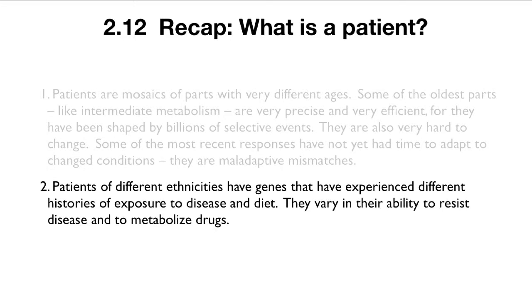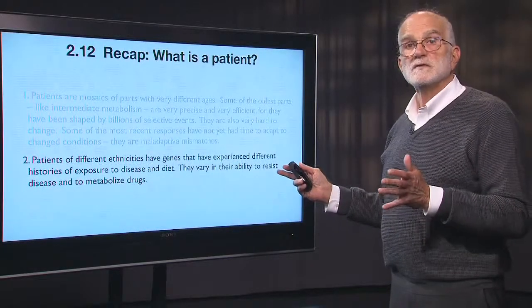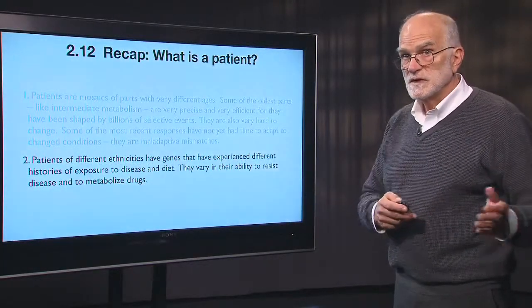Patients who have different ethnicities, different geographical origins, have genes that experience different histories of exposure to disease and to diet. They vary in ability to resist disease and to metabolize drugs. That is why we need to have good genetic information, if we can afford it, so that we can personalize medicine.